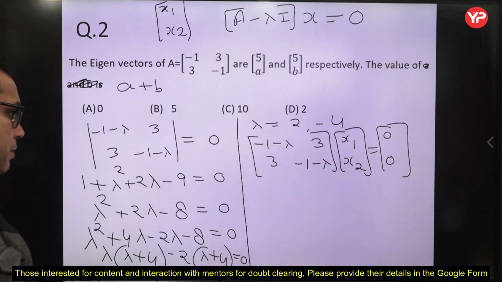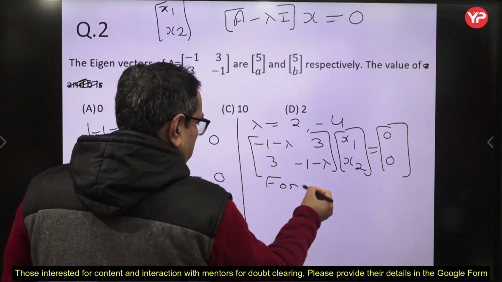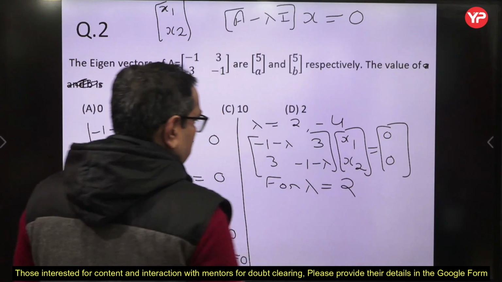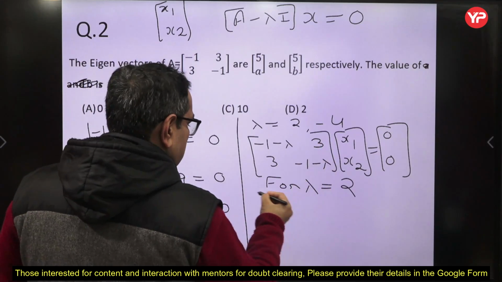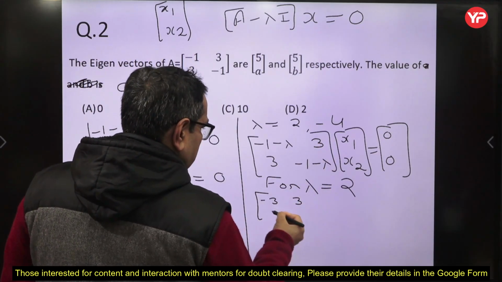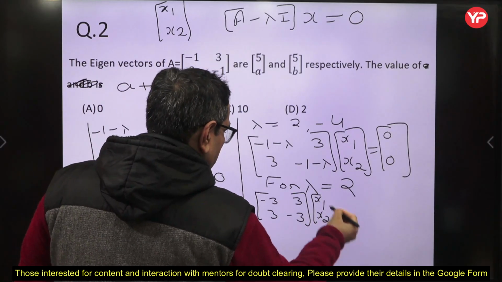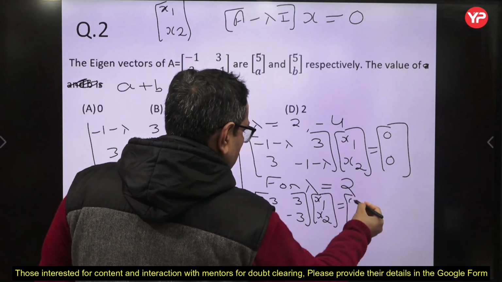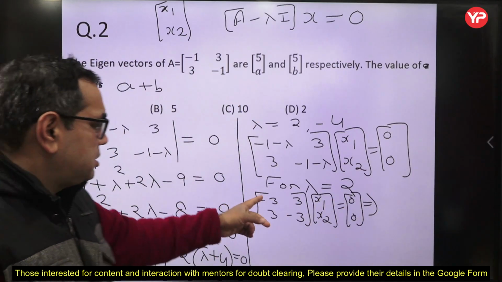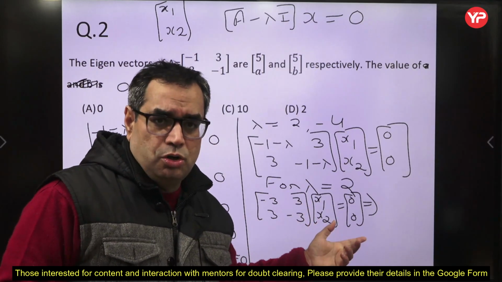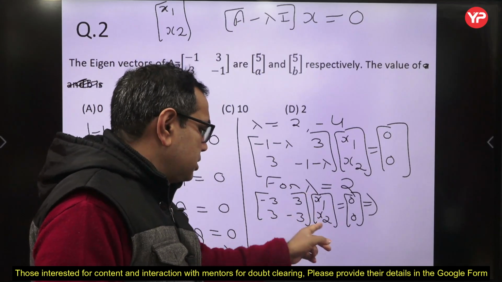Okay. Now we will put lambda equal to 2. For lambda equal to 2, to compute the eigenvector, on putting lambda equal to 2 here, the equation is [-3 3; 3 -3] times [x1 x2] equal to [0 0]. By solving these two equations, we can see -3x1 + 3x2 equal to 0. Both the equations represent the same thing. This equation is also 3x1 - 3x2 equal to 0.